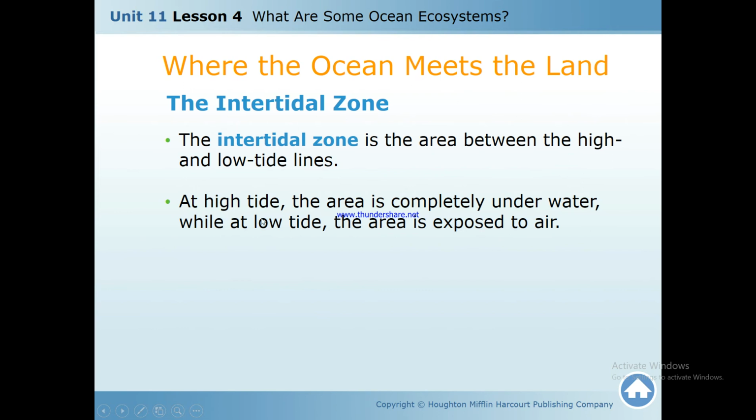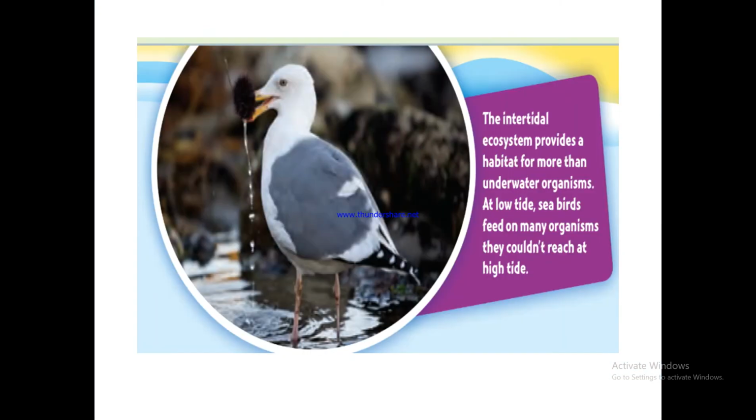Now at high tide, the area is completely underwater. When you see the high tide, you can just see water. But at low tide, the area is exposed to air. I can see the ocean floor with the low tide, but with the high tide, only water is seen. When I see the ocean floor at low tide, I can see beautiful things. What is there down inside the ocean?